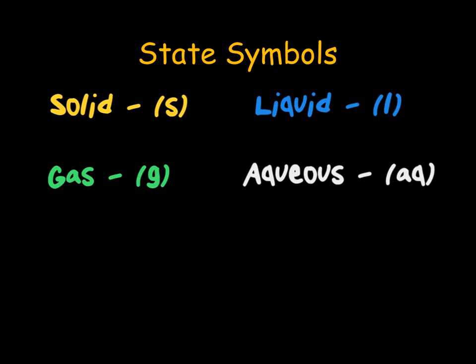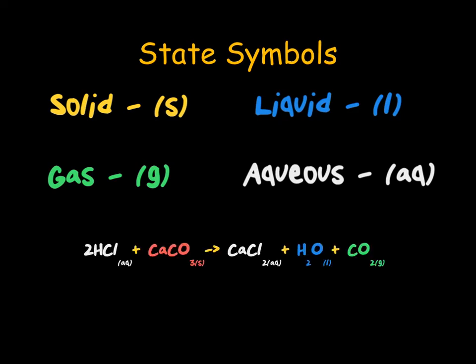So, for example, we could have aqueous hydrochloric acid reacting with solid calcium carbonate to form aqueous calcium chloride, liquid water, and carbon dioxide gas. This allows us to show changes of state.